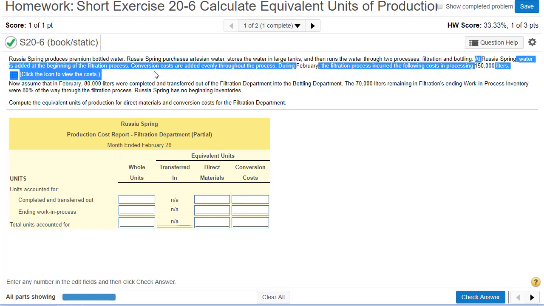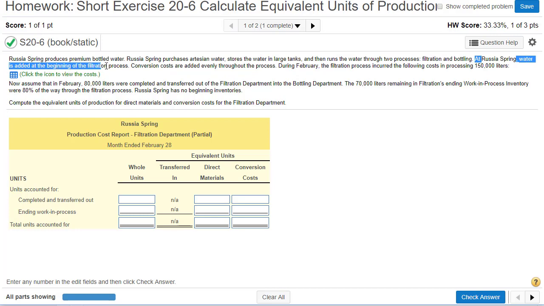So at the company, water is added at the beginning of the filtration process. So that's key to remember. We'll come back to that later. Conversion costs are added evenly throughout the process. That is also super important to remember. So during February, the filtration process incurred the following costs in processing 150,000 liters. So this number is also key. We processed 150,000 liters in the filtration department.